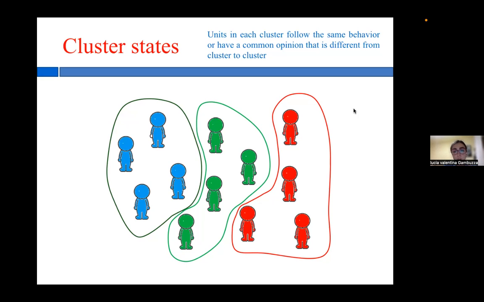For example, in this picture, we have individuals interacting on a network, and thanks to some characteristic of the topology of the network, the behavior of these units split into 3 different clusters. So we have the units inside the blue circle, which have the same behavior, the same opinion. The units in green have a different opinion from the blue and from the red, but the opinion inside the cluster is the same.